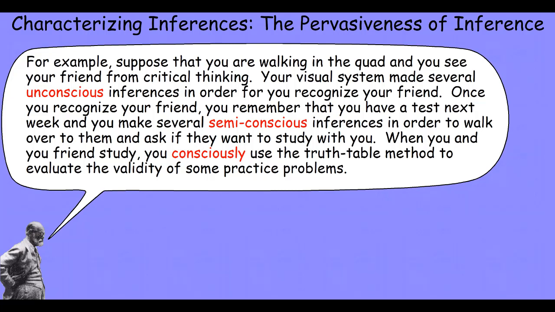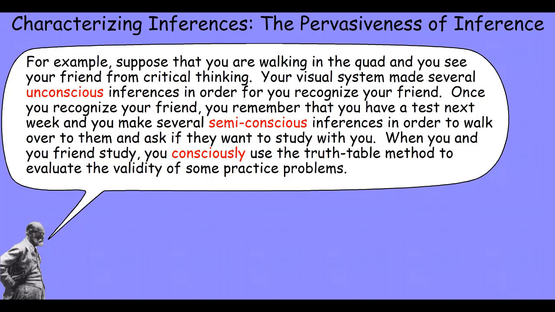So when we think about inferences, we tend not to think about inferences in terms of semi-conscious or unconscious inferences. And because we do that, we tend not to think of how pervasive inferences are in our everyday life. So for example, suppose that you're walking in the quad and you see your friend from your critical thinking class. Well, already there have been a number of really complicated inferences that have gone on.